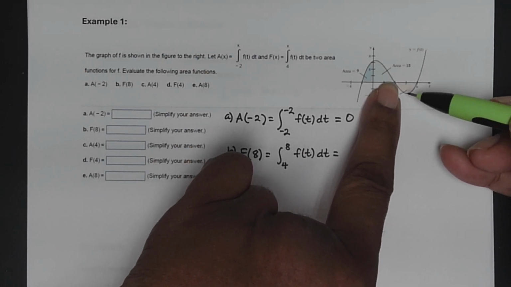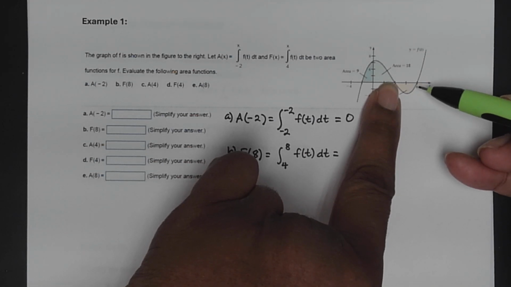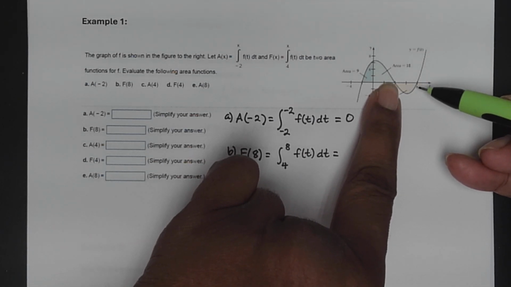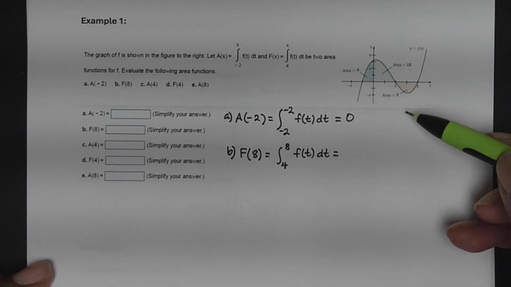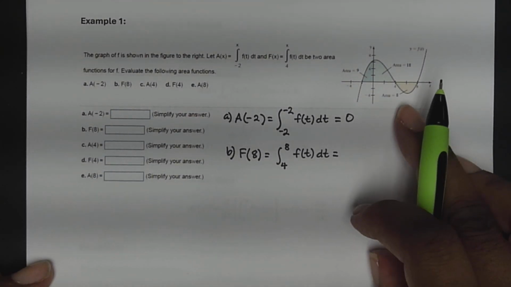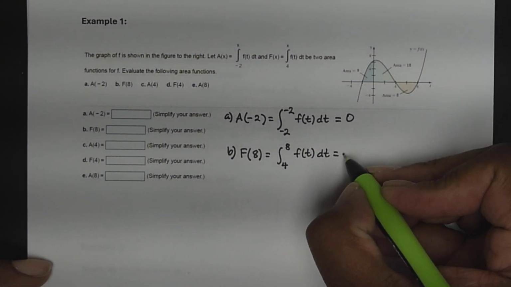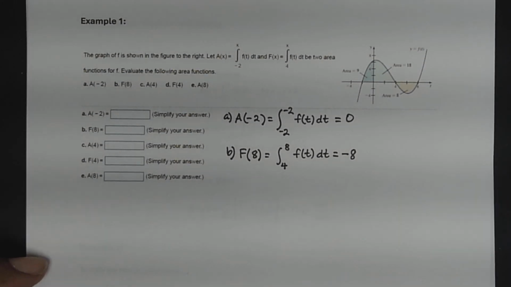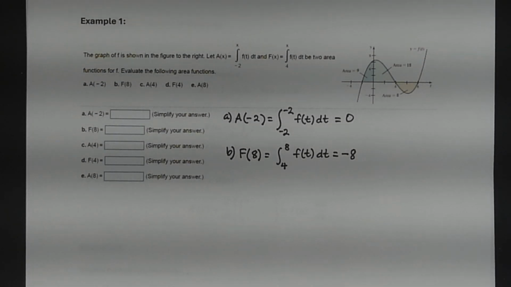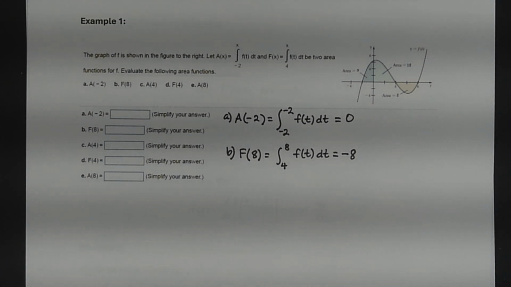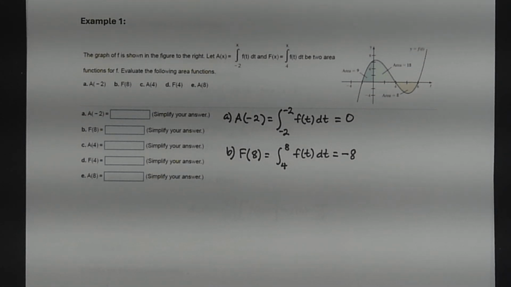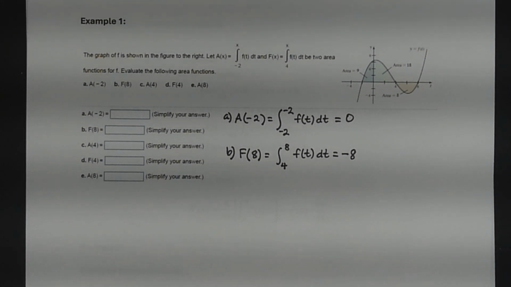And notice that this area is below the x-axis. And anytime you have an area below the x-axis, that means that this area will be negative. And of course, you see that the area for that is 8. So it will be negative 8 since it's below the x-axis. So capital F of 8, the integral from 4 to 8 of f of t dt, will be negative 8.